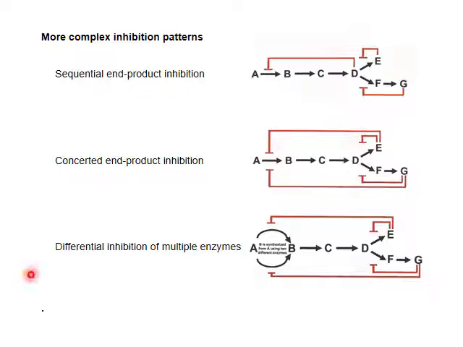So here are some examples of more complex inhibition patterns. They have different names. I don't want you to memorize the names. I don't want you to memorize the patterns. I just want you to appreciate the complexity involved.